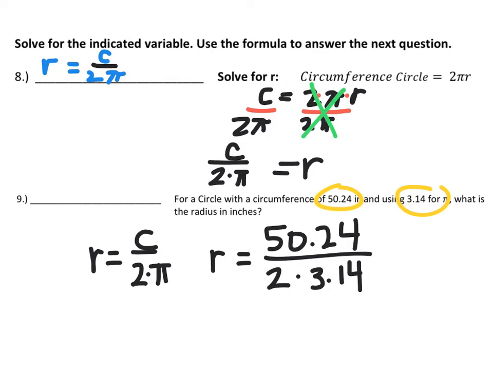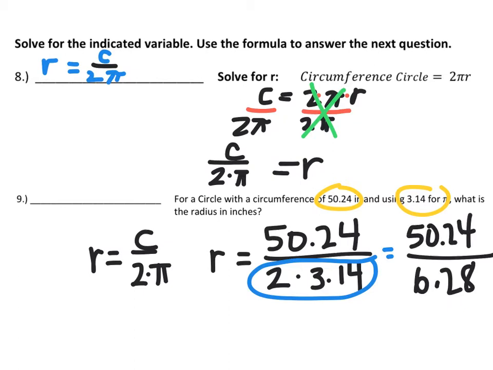Now solve. 50.24 divided by 2 times 3.14. So it's important that I multiply that denominator to make that 6.28. And then when I divide 50.24 divided by 6.28, I get our final answer, r is 8. The radius is 8. And our units would be inches.